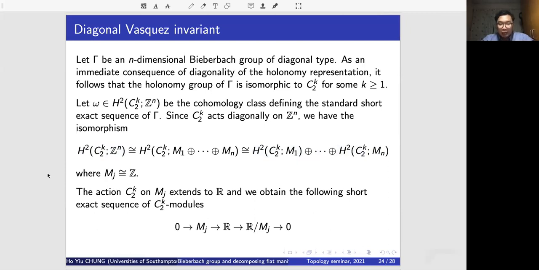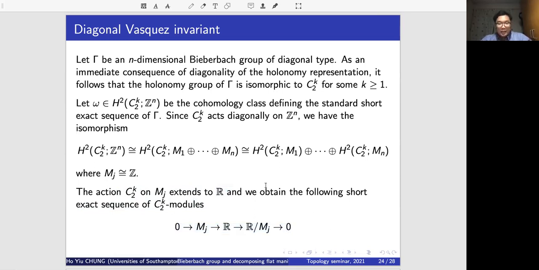And the action, because we're doing cohomology, we always have an action from C2^k acting on M1 up to Mn. So we extend the action to R because Mi is Z. And then we will obtain the following short exact sequence here.